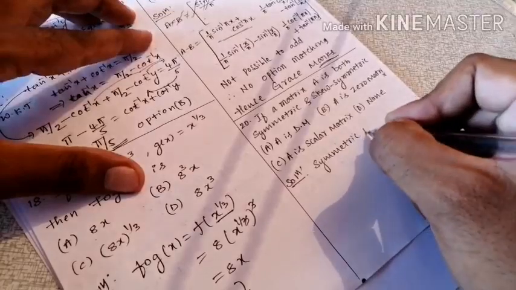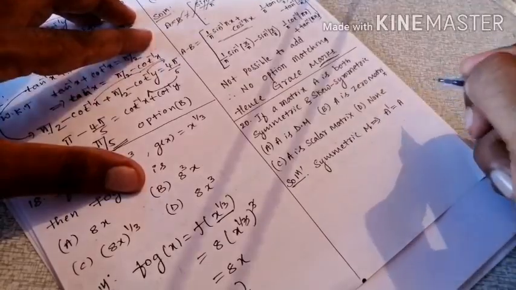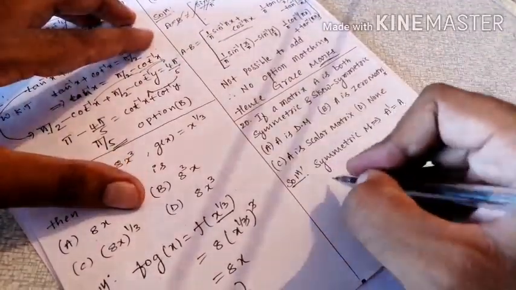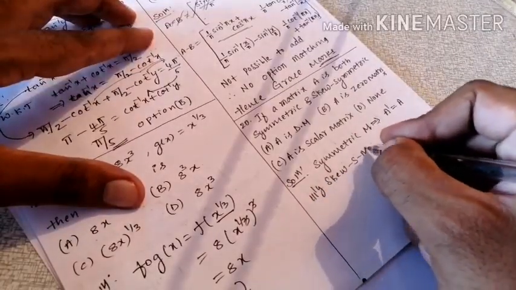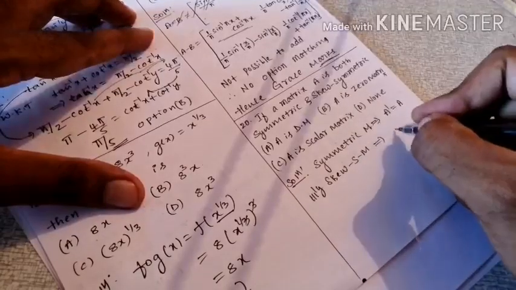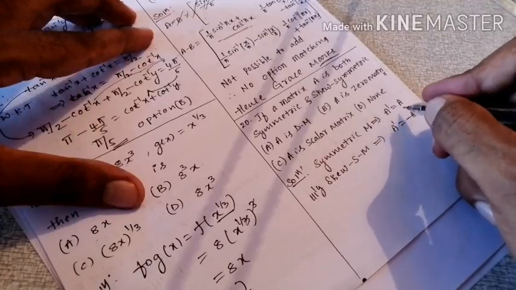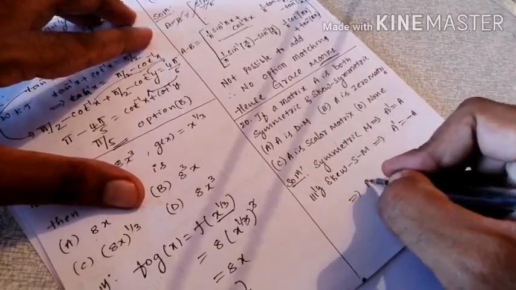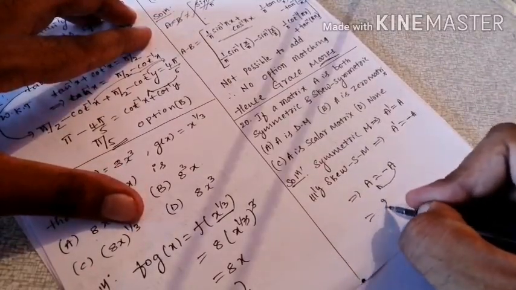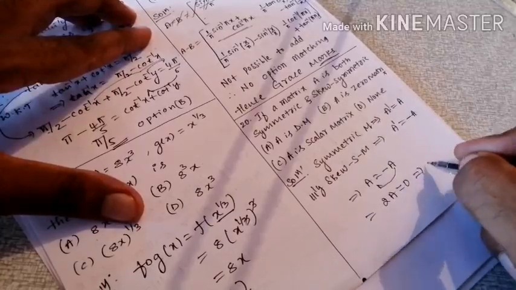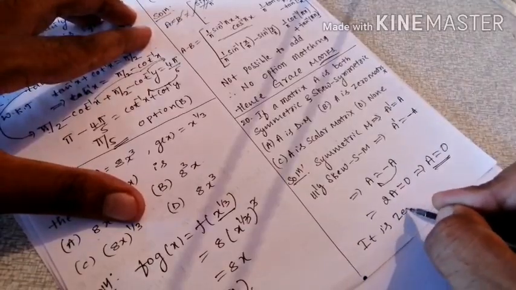Symmetric matrix means A dash is equal to A, or A is equal to A dash. Similarly, for a skew symmetric matrix, A dash is equal to minus A. From these two equations, A dash is the same, so therefore A is equal to minus A. When I transfer minus A to the left hand side, it becomes 2A is equal to 0. That implies A is equal to 0. It's very clear. It is a 0 matrix.